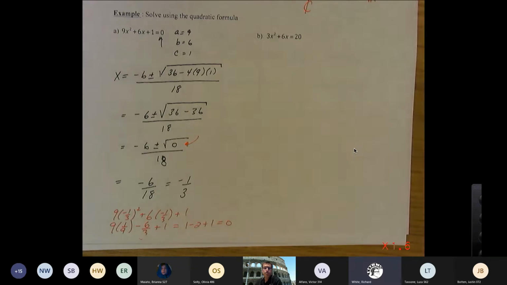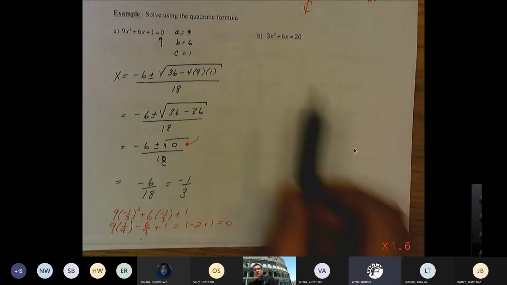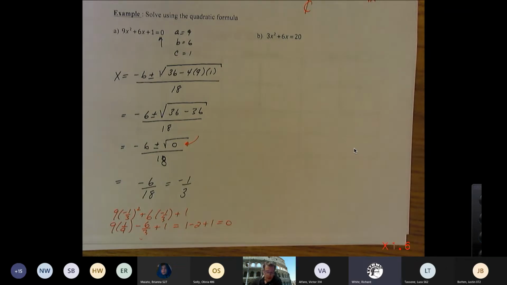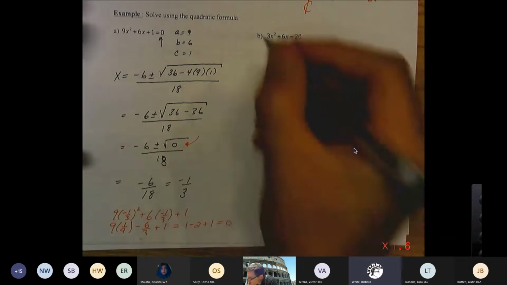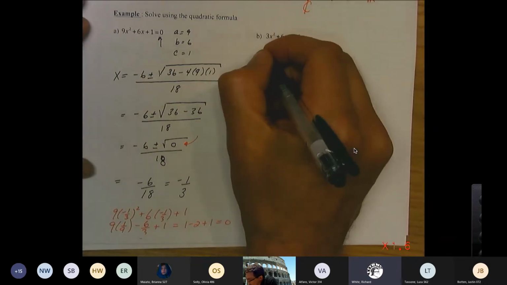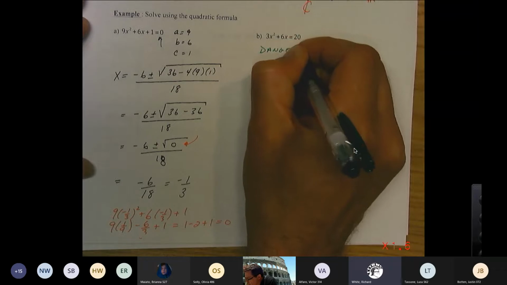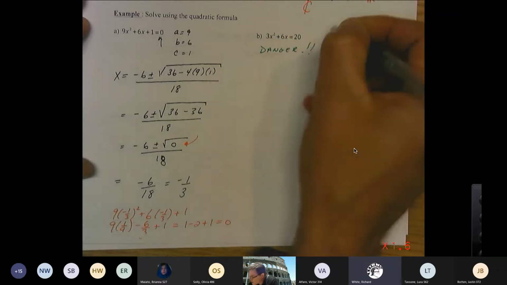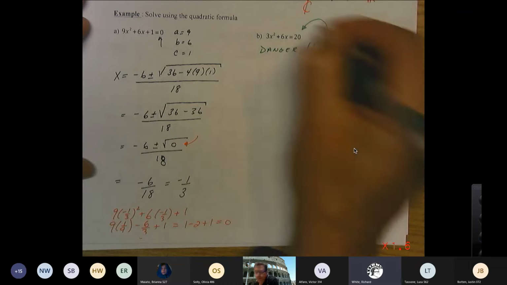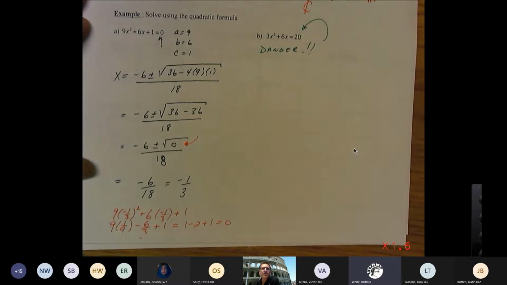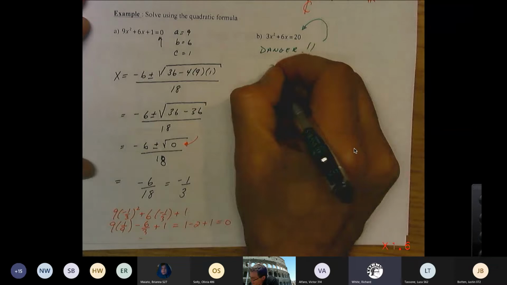Should I wait a minute? Nope. Okay. Let's look at the next one. Danger, danger, danger, Will Robinson. It's not equal to 0. That's a bad thing. We need to change it.